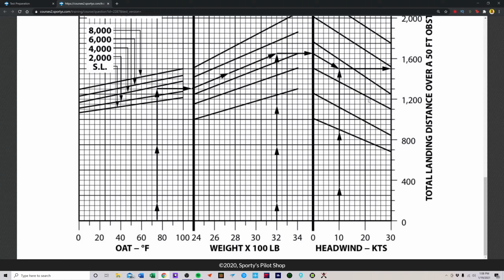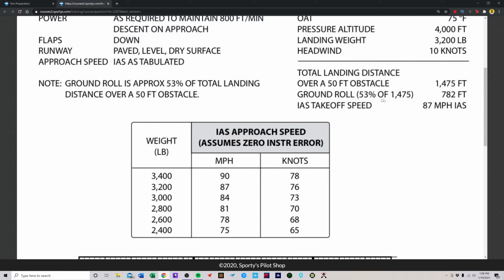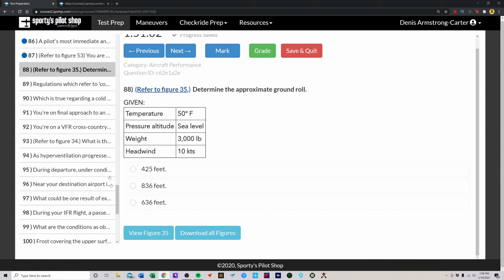10 knots. So we have 1,200. Okay, 1,200, and then we have to do some math here. 53. $636. So let's see if we got 636 as any of the answers. Look at that, guys. 636. Oh, baby. The math worked.